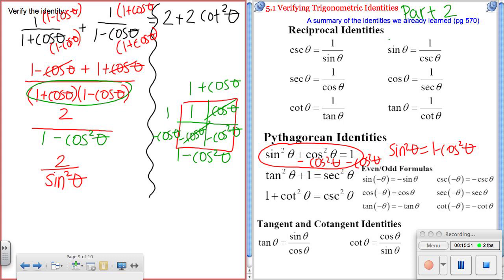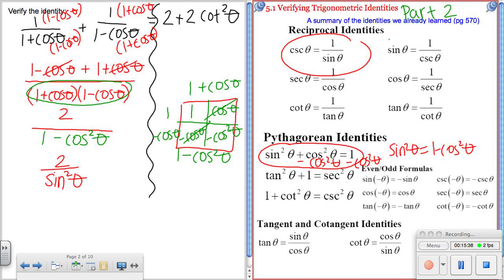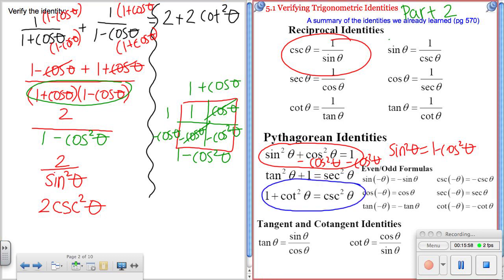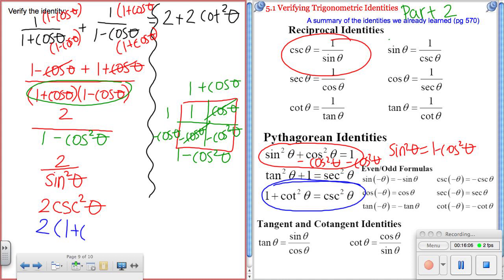1 over sine squared in the denominator is the same as cosecant squared. Let's bring the 2 up and rewrite it as 2 cosecant squared. Now, I'm trying to get to cotan. How is that going to help me? How is cosecant going to help me get to cotan? And I hope that you're noticing another Pythagorean identity here, cosecant squared equals 1 plus cotan squared. Let's replace cosecant squared with 1 plus cotan squared.